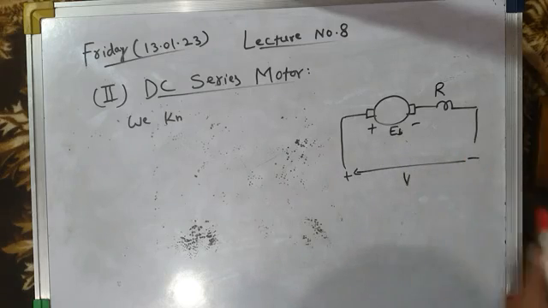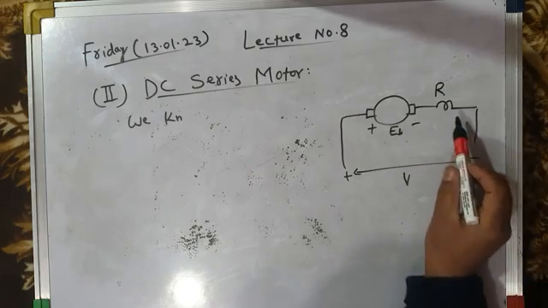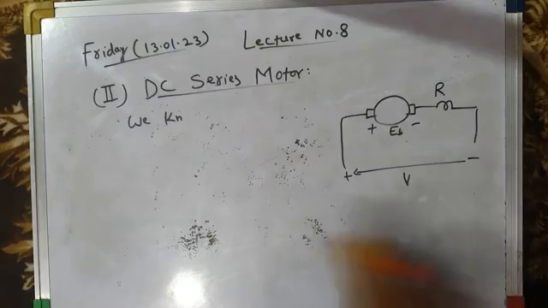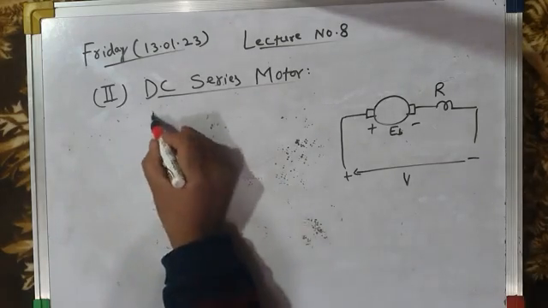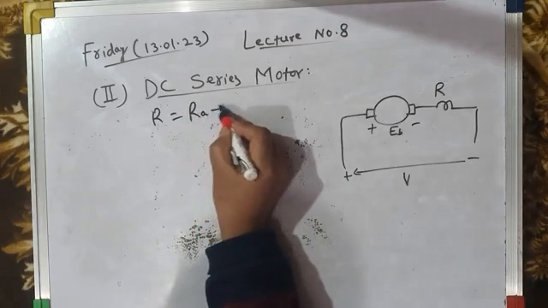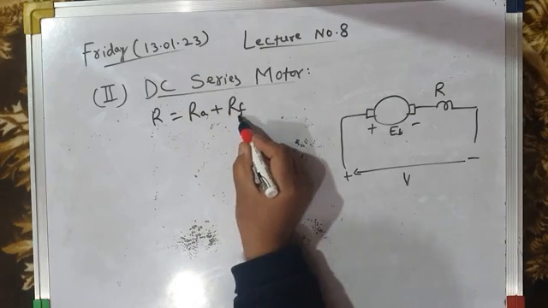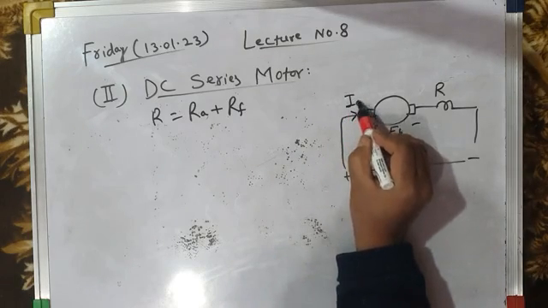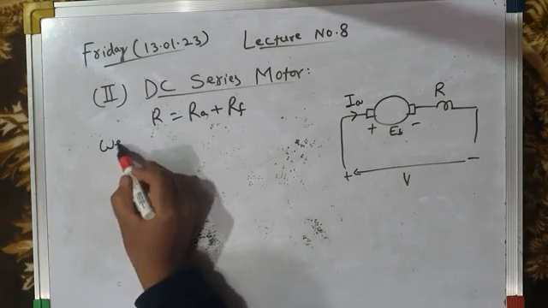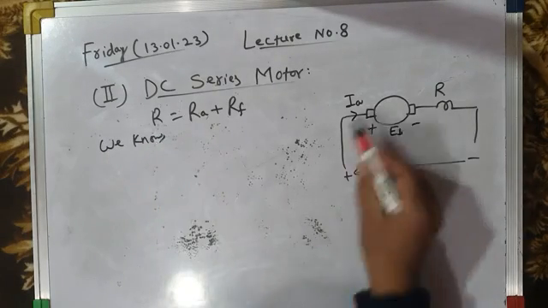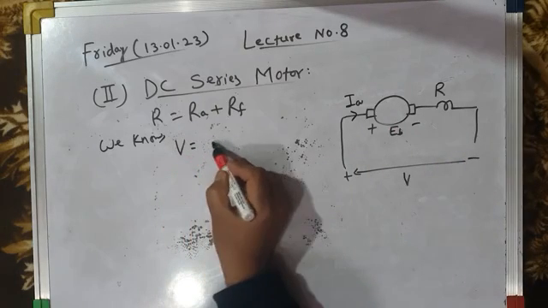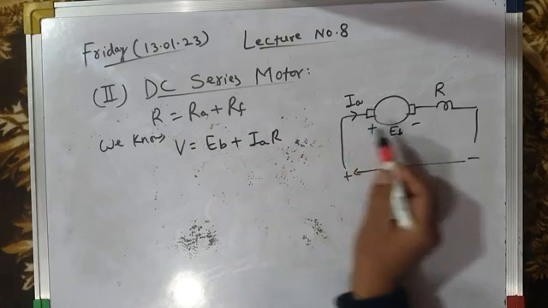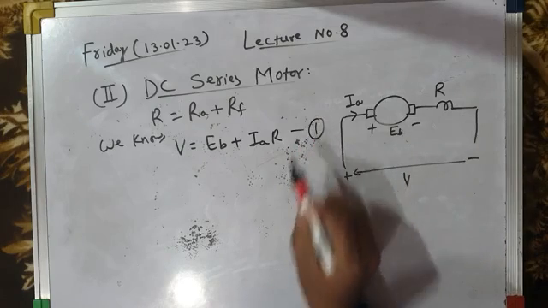R is the resistance of the field winding, which is connected in series with the armature, as well as the resistance of the armature winding. So I can write here the total resistance R is equal to RA plus RF, that is, armature circuit resistance plus field resistance. Let us assume that the current flowing in the circuit is IA. Now if you apply Kirchhoff's voltage law in this circuit, V is equal to EB plus IA RA, or IA into R, where R is the total resistance. Call this equation number 1.